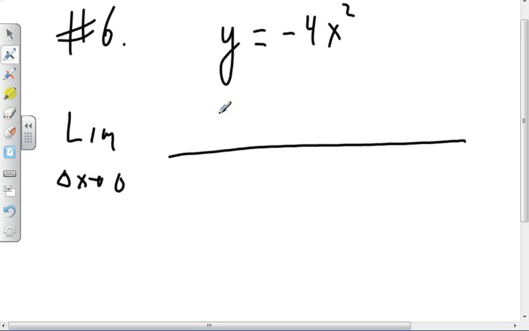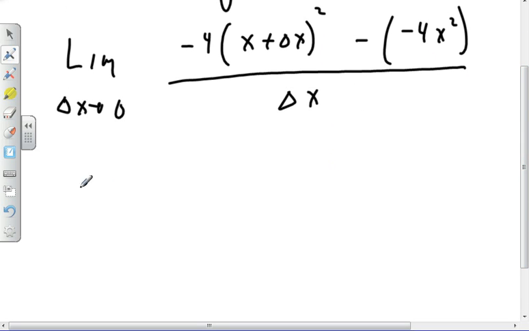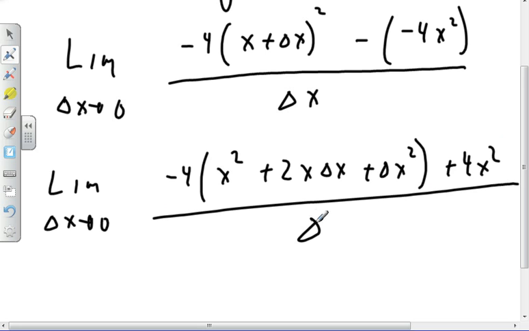Yeah, anytime, Joel. All right, so I've got minus 4 times x plus delta x squared. Then I've got minus 4x squared divided by delta x. All right, so that's my definition. I got limit as delta x goes to 0. Okay, so I've got, oh, well, I got to multiply it out. Minus 4 times x squared plus 2x delta x plus delta x squared plus 4x squared divided by delta x.